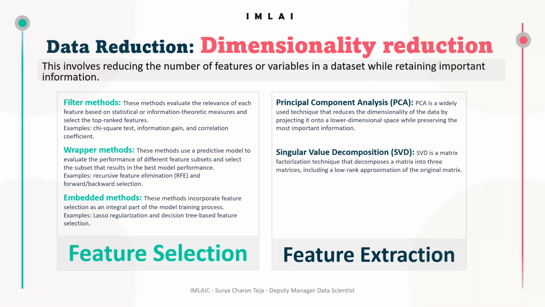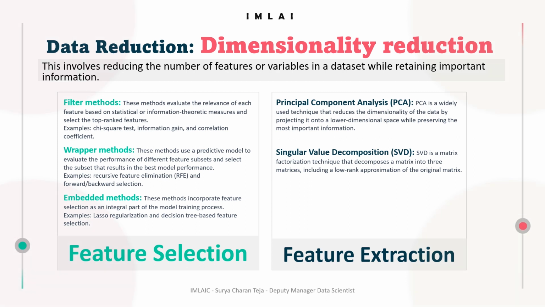So, PCA can be used for normal data, other text, other numerical data. But when it comes to image and text processing, SVD helps a lot. Singular value decomposition. SVD is a matrix factorization technique that decomposes a matrix into three matrices, including a low rank approximation of the original matrix. That's what our SVD is.